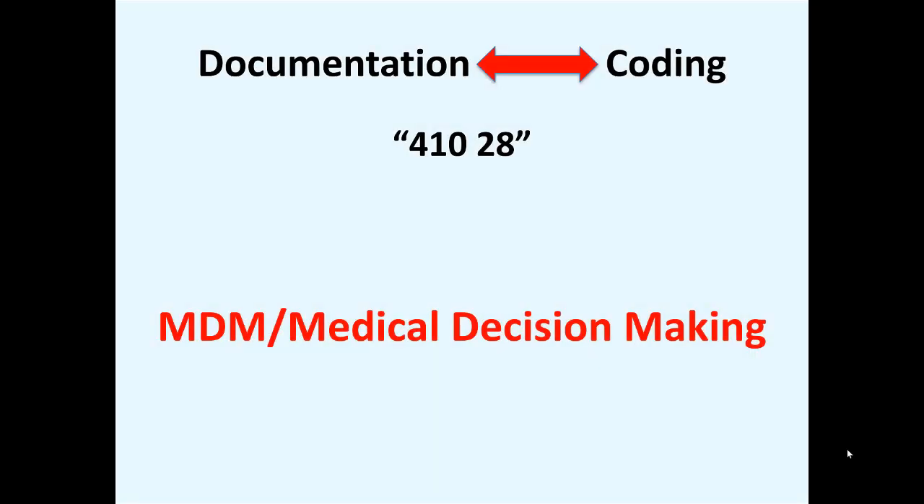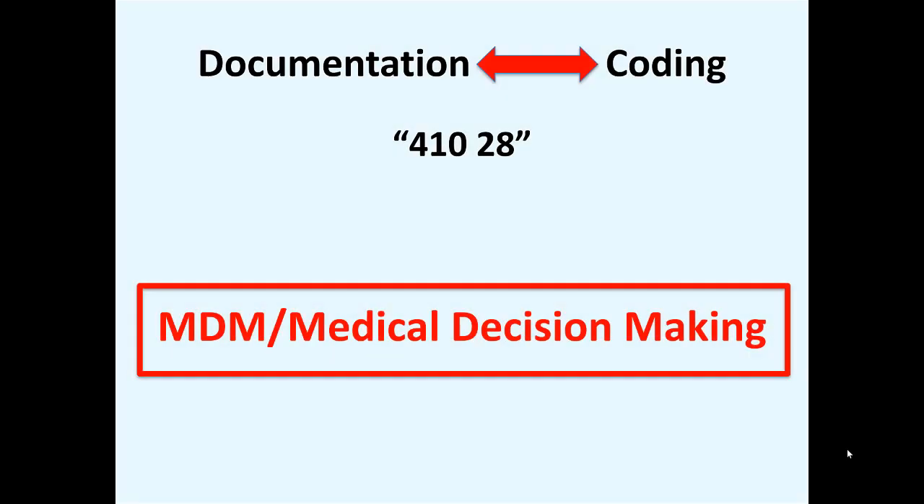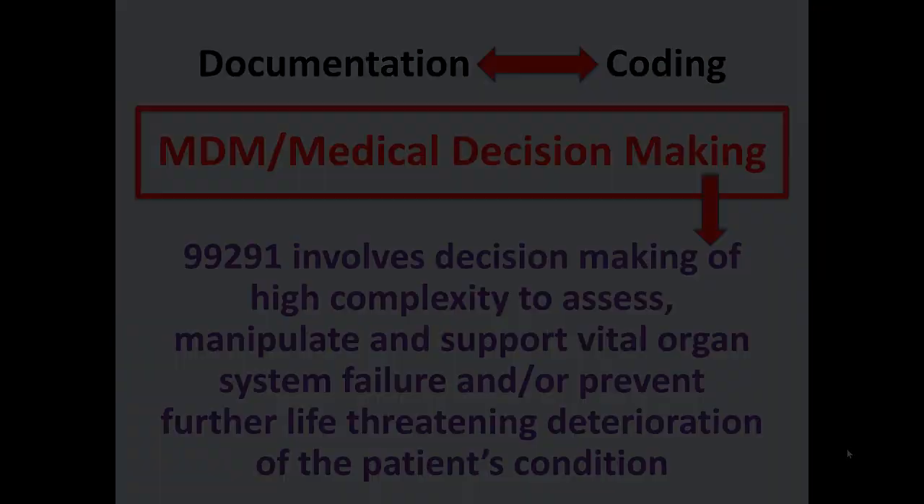Now that you have documented your 4, 10, 28 in your H&P, what about MDM, or medical decision-making? Your MDM will need to justify that your patient is critically ill, and that patient required interventions to support any vital organ system failure.